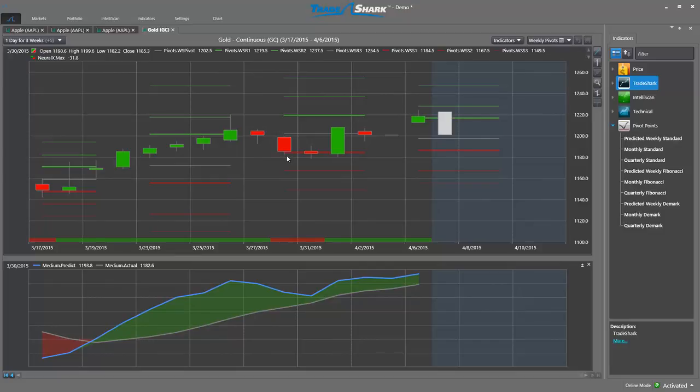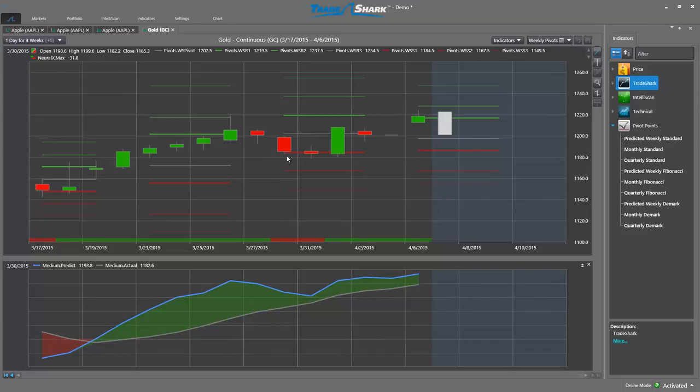Remember, TradeShark is still forecasting the market's trend higher, indicating that traders should look to take a long position on any pullbacks. By combining pivot points with the TradeShark forecast in this fashion, traders can manage their positions more effectively, often resulting in much greater trading profits.